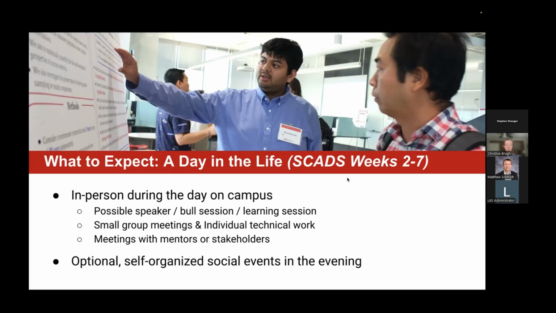If you're a student, you might have a mentor and be meeting with your mentor, and everyone might be taking some time to engage more specifically with stakeholders. And then finally, we have traditionally had optional self-organized social events in the evening. So it's good to not just work together, but take some time outside of the office to socialize, to network, to get to know who your fellow attendees are.